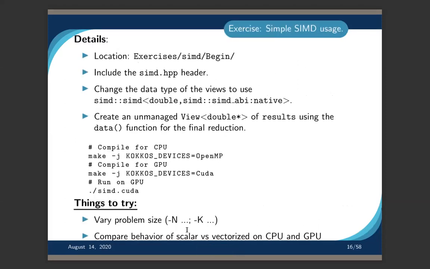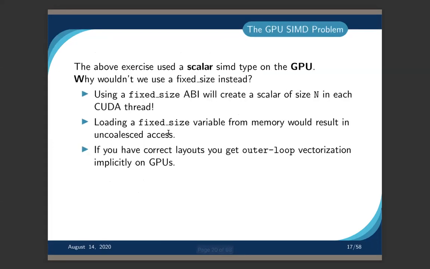And there's an exercise for that. This exercise essentially just uses the simple stuff we just showed. So what you do in this exercise is you include the SIMD header, you change the data type of the views from simple double to SIMD double. Then you adjust all the loop counts, and you create an unmanaged view of double from the SIMD thing to do a final reduction. Okay, that's how this works.